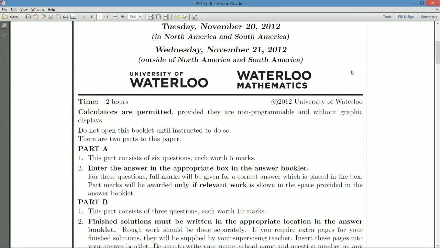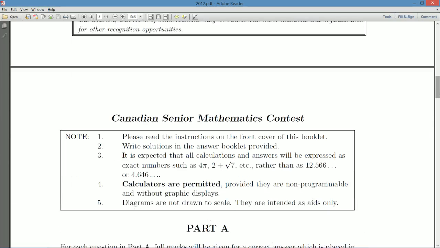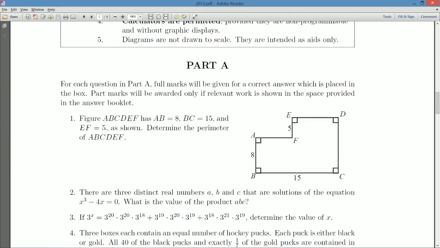This won't be a long video because all the Part A questions are very simple. Just write down the final answer, and question number 1's as easy as they come on this contest. So, Part A, where we just need the final answer: figure ABCDEF has AB equals 8, and BC equals 15, so there's 8 and 15, and EF equals 5, as shown. So they have our picture of ABCDEF.